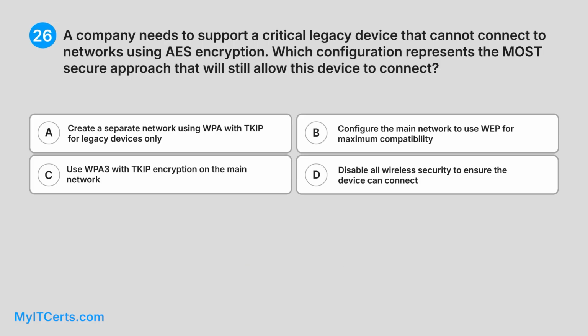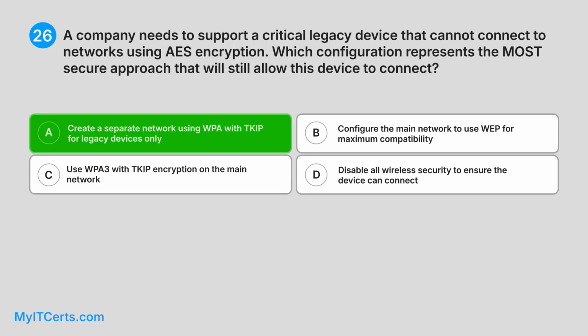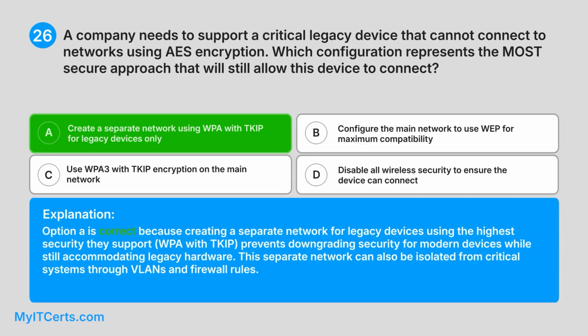Correct answer. A. Create a separate network using WPA with TKIP for legacy devices only. Explanation. Option A is correct because creating a separate network for legacy devices using the highest security they support, WPA with TKIP, prevents downgrading security for modern devices while still accommodating legacy hardware. This separate network can also be isolated from critical systems through VLANs and firewall rules.